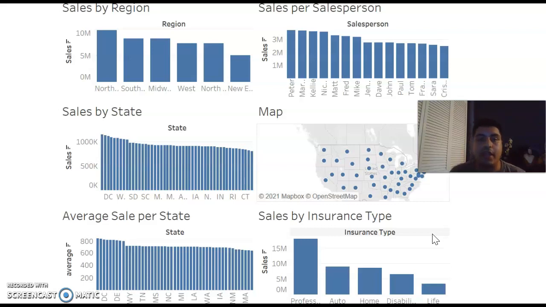There's certain regions that have higher premiums, that's why they have higher dollar sales, and they also have more of the more expensive premium, which is like in the northeast right here, and then cheaper ones in other states. And then the salespersons with the highest are the ones within those areas. So that is all for my Tableau project.